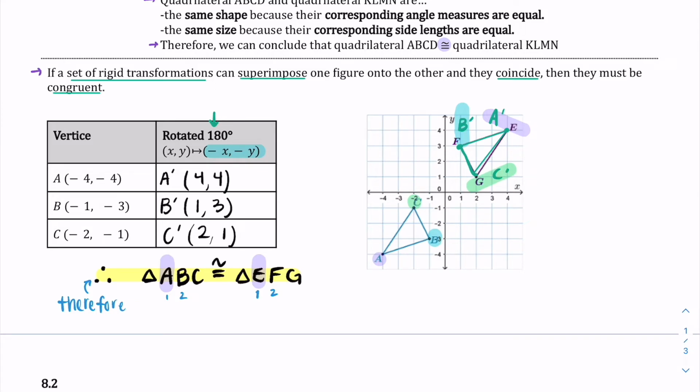And then the last one for C, when I rotated that 180, C prime landed in the same spot as G. So since C is in the third spot, G would have to go in the third spot also. It just has to fall in the same order as the corresponding angle that it goes with. So last little thing, I could not have said triangle ABC is congruent to, say, GEF, because it doesn't match up the corresponding angles, so you just have to be careful with that.